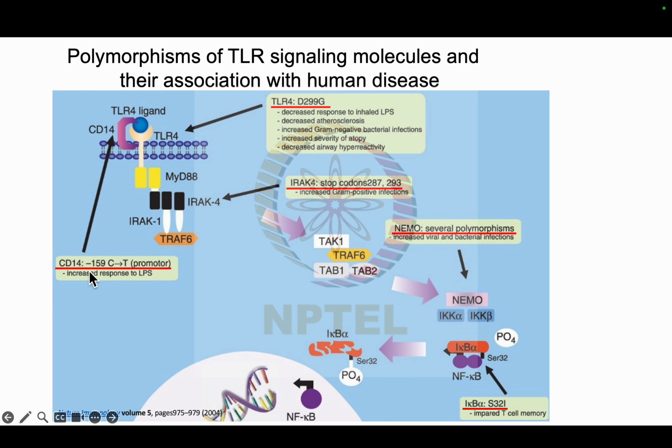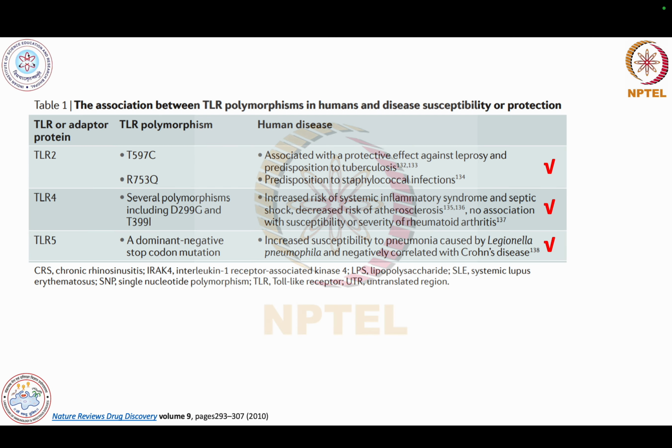CD14, sorry. So it is seen that due to polymorphism, there is increased response to LPS and several other polymorphic activities. So the association between TLR polymorphisms in humans and disease susceptibility or protection. TLR or adapter protein polymorphism and human disease. So TLR2 polymorphism, what will happen?